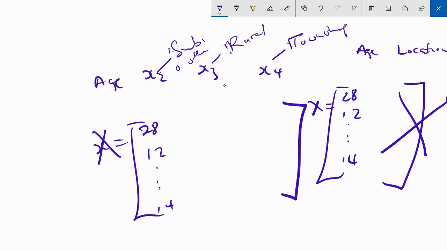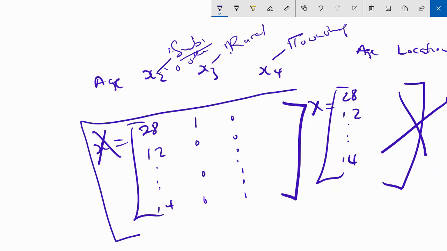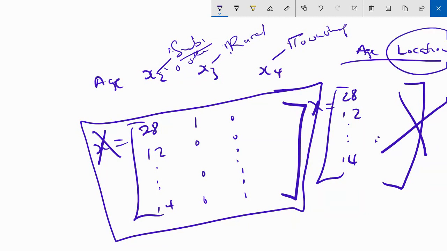So now when you are asked to find the matrix of X, wherever you see suburb, you'll put 1, otherwise 0. Wherever you see rural, you'll put 1, otherwise 0. So the new matrix of X will be this one, not the one where you didn't define how to capture location. Because we don't want to write suburb or rural here, the correct matrix will be this one. And then you write here.